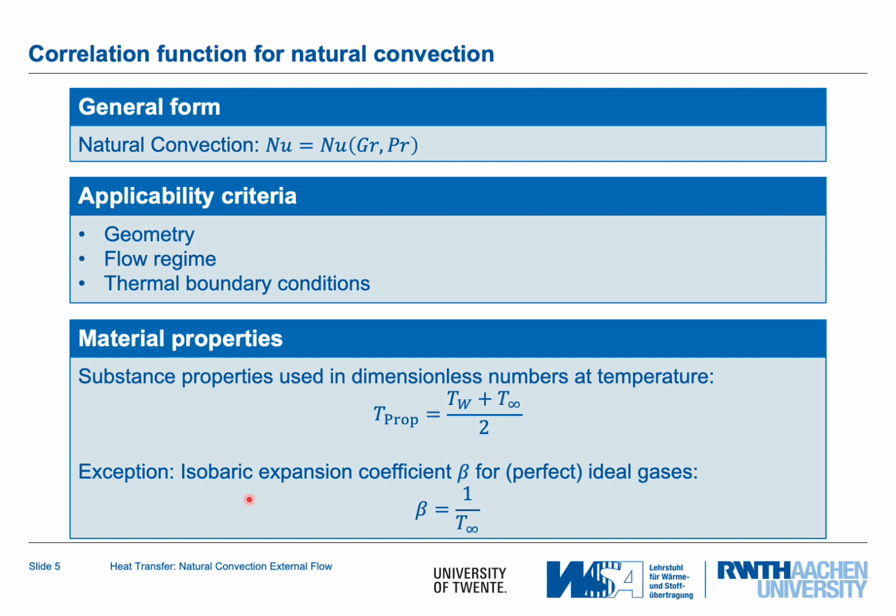This average temperature is also called the film temperature. There's one exception, and that is the isobaric expansion coefficient beta. For the calorically perfect gas, beta is 1 over T infinity.